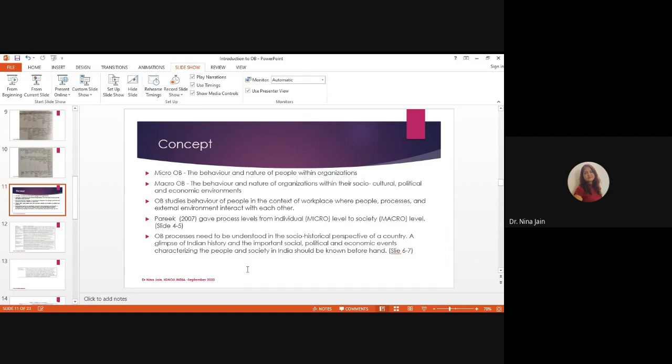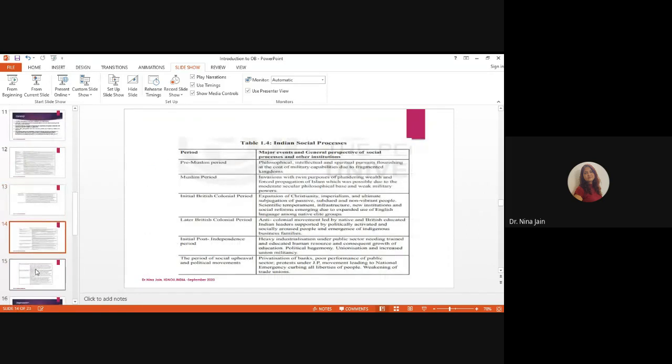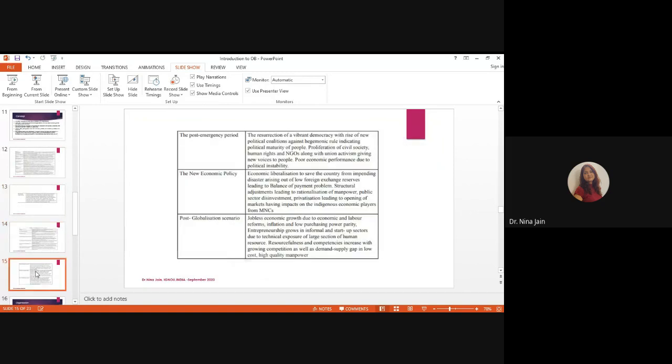Another thing is, organizational behavior processes need to be understood in the social-historical perspective of a country also. And I have created a glimpse of Indian history and the important social, political, and economic events which characterize the people and society in India. So let us see that also. What we have done is from the pre-Muslim period to the post-globalization scenario.